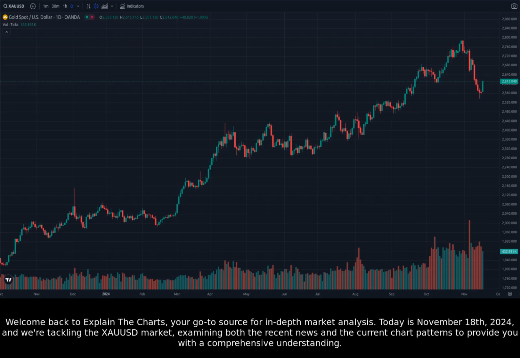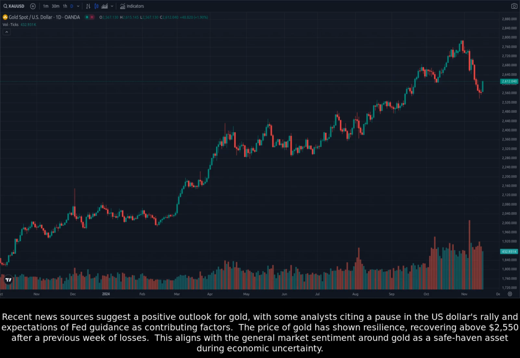Today is November 18th, 2024, and we're tackling the XAUUSD market, examining both the recent news and the current chart patterns to provide you with a comprehensive understanding. Recent news sources suggest a positive outlook for gold, with some analysts citing a pause in the US dollar's rally and expectations of Fed guidance as contributing factors.